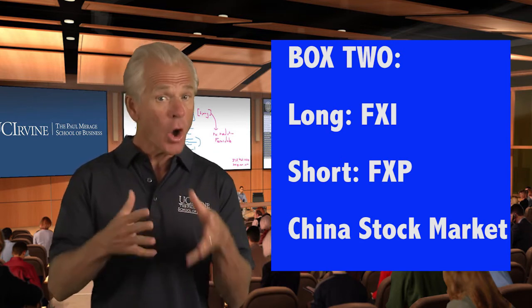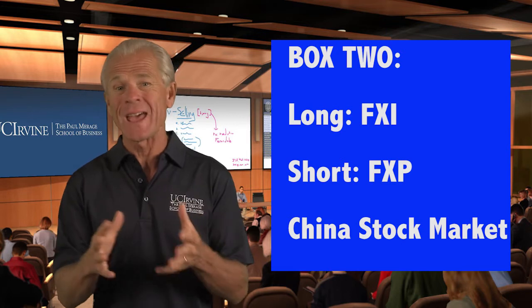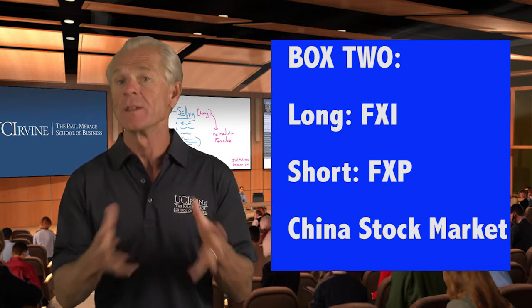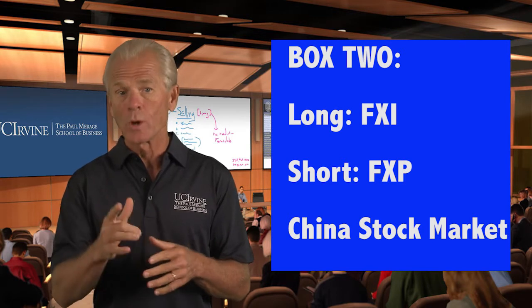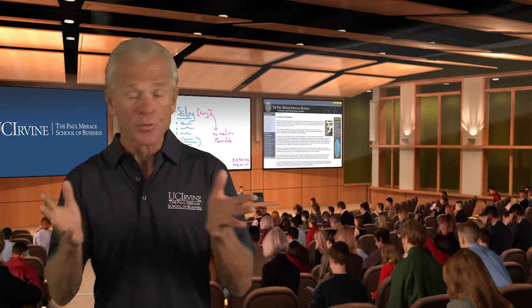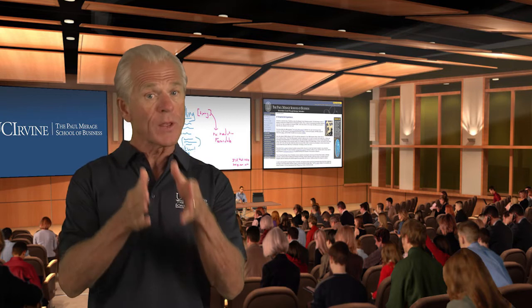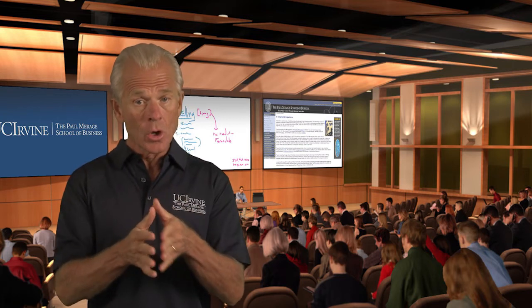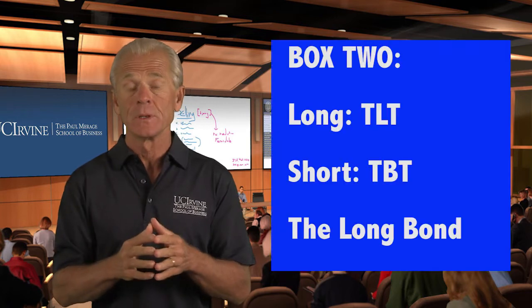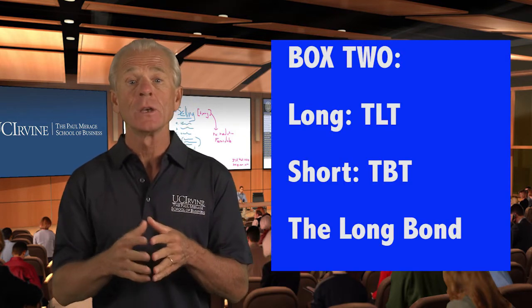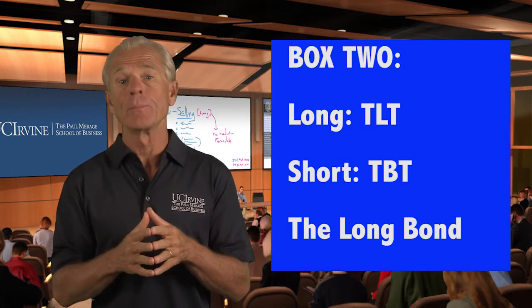Note that as in all the boxes, you can't go half and half in each of these two instruments and thereby create a hedge. Instead, you have to fully commit one way or the other. As for box 3, you must deploy 25% of your initial funds on the short or the long side of the long bond market.